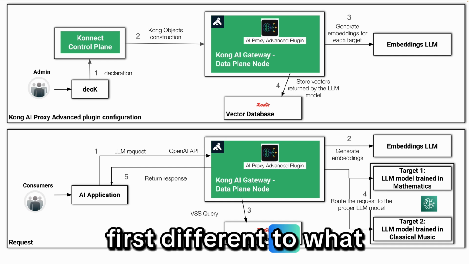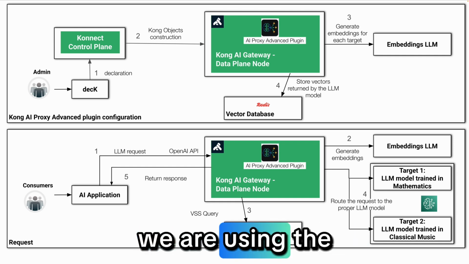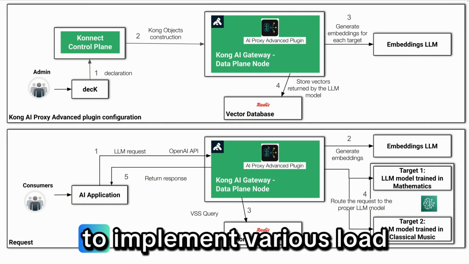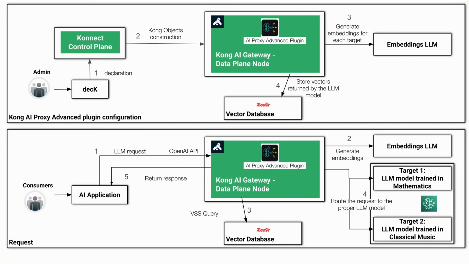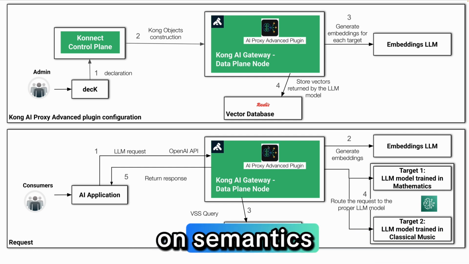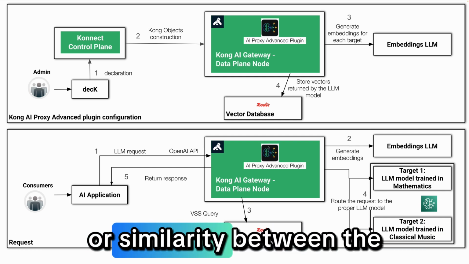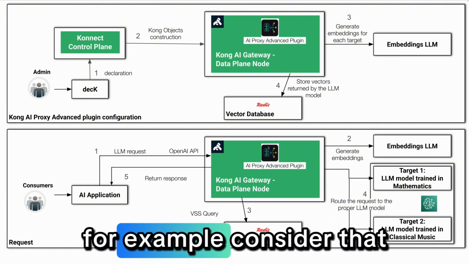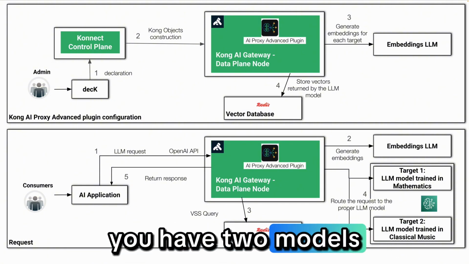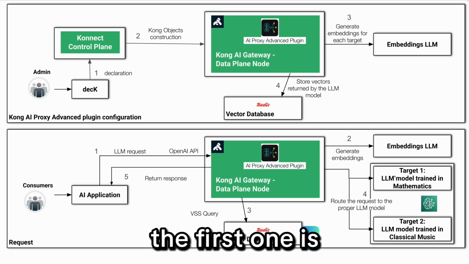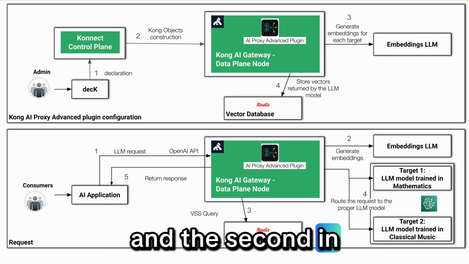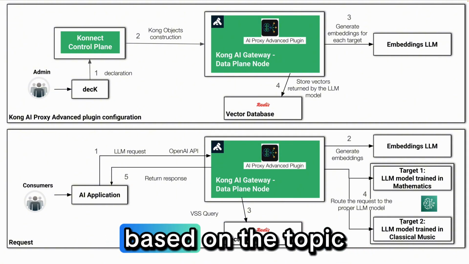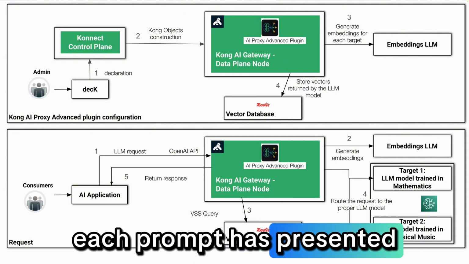This diagram here illustrates how the semantic routing use case works. First, differently to what we did in the first video, we are using the AI Proxy Advanced plugin. This plugin has the ability to implement various load balancing policies, including distributing requests based on semantics, or similarity between the prompts and the description of each model. For example, consider that you have two models. The first one is trained in mathematics and the second in classical music. What we want to do is to route the requests accordingly based on the topic each prompt has presented.